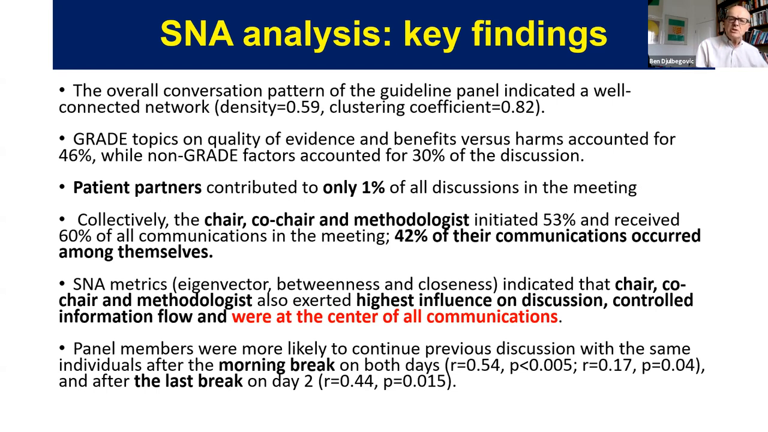Collectively, the chair, co-chair, and methodologists initiated 53% and received 60% of all communication. 42% of all communication was among these three people. So that's important to realize as well. They talk mostly to each other. In terms of social network metrics, such as betweenness, closeness, and eigenvector, the chair, co-chair, and methodologists exerted the highest influence on discussion, controlled information flow, and were the center of almost all discussion. And then finally, as I already mentioned, the breaks did matter, and we see the effect of morning breaks on both days and the effect of the last break on day two.